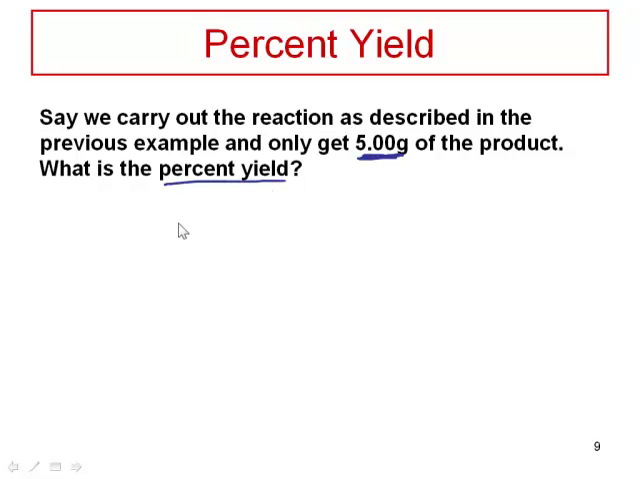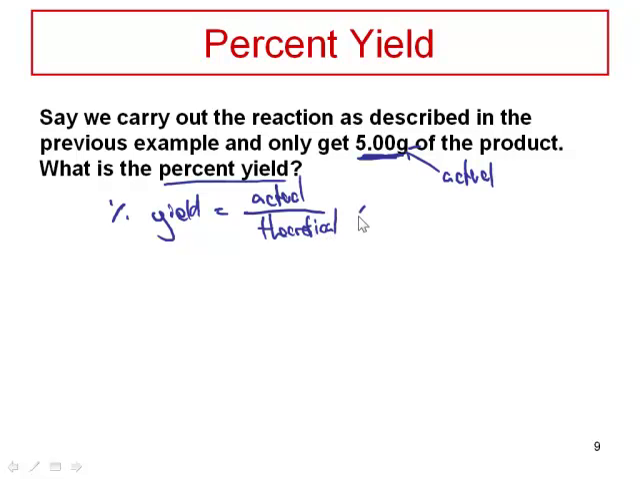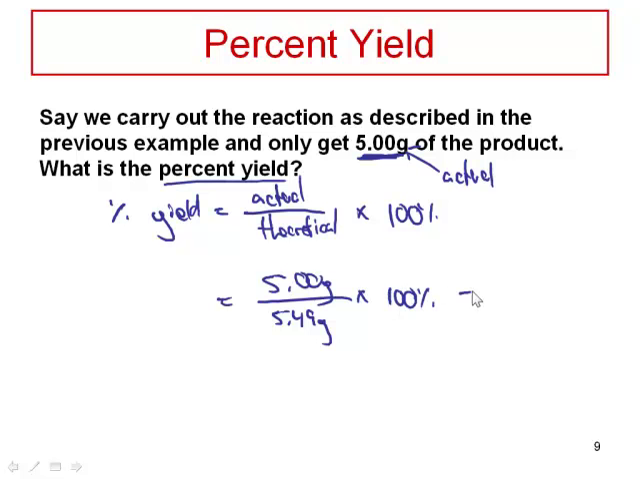Here's how you figure out the percent yield, okay? There's a formula. Percent yield, as you remember from last year, is going to be your actual yield, okay? This is, by the way, the actual yield, what you actually got out of the reaction, divided by the theoretical yield times 100%, okay? In this case, the actual yield was 5 grams. The theoretical yield, the maximum we could possibly make, was 5.49 grams, and we're going to multiply the quotient by 100%.